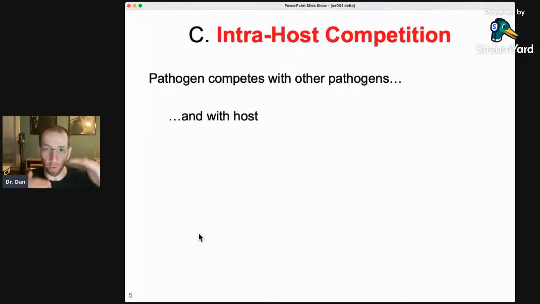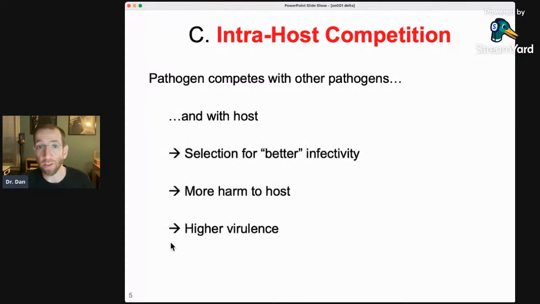You have all these different levels of fighting within the host for the limited resources you need in order to propagate. This leads to selection for better infectivity, faster, more efficient binding to your host cells, making more viruses before you burst out of your host cell, whatever the case is, right? You're just going to get better at infecting your host cells. This means you're going to cause more harm to your host compared to a less competitive variant. And this is going to lead to higher virulence, right? It's just a direct, you're doing more damage to your host in less time. So you're going to make your host sicker, right?